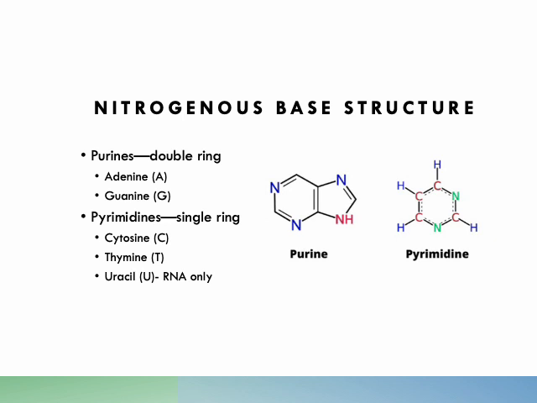Pyrimidines are single ringed bases. These ones are cytosine and thymine, the other 2 for DNA, and then uracil, which is specific to RNA only. It's not in DNA. So just hold on to that, and we'll get to that in a second. But the double ring is A and G, and the single ring is C and T.